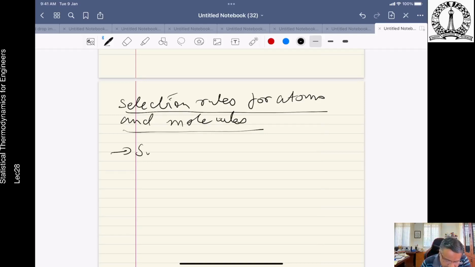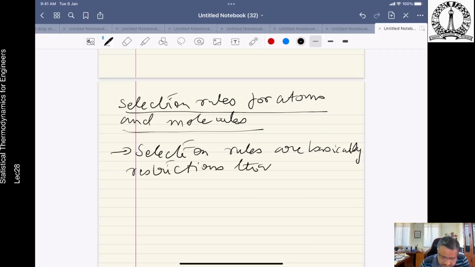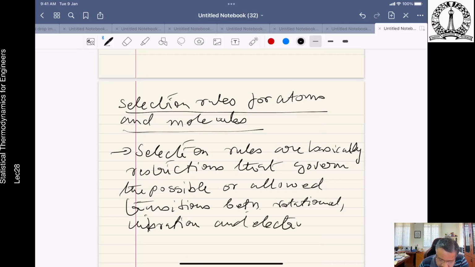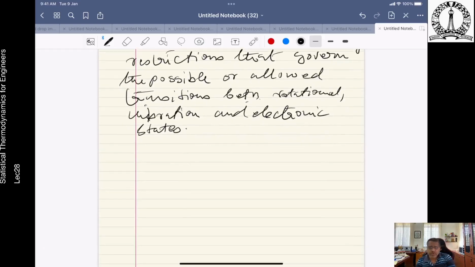So what are selection rules? Selection rules are basically restrictions that govern the possible or allowed transitions between rotational, vibrational, and electronic states.